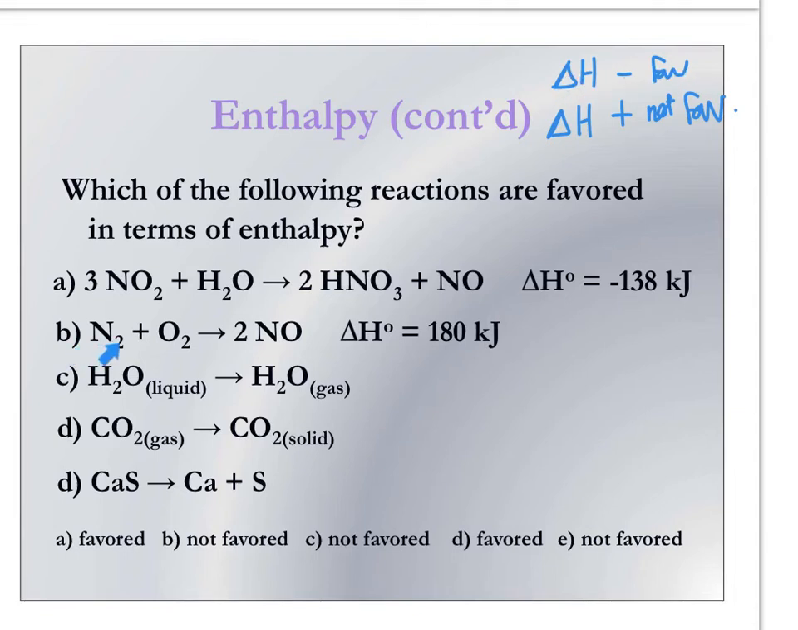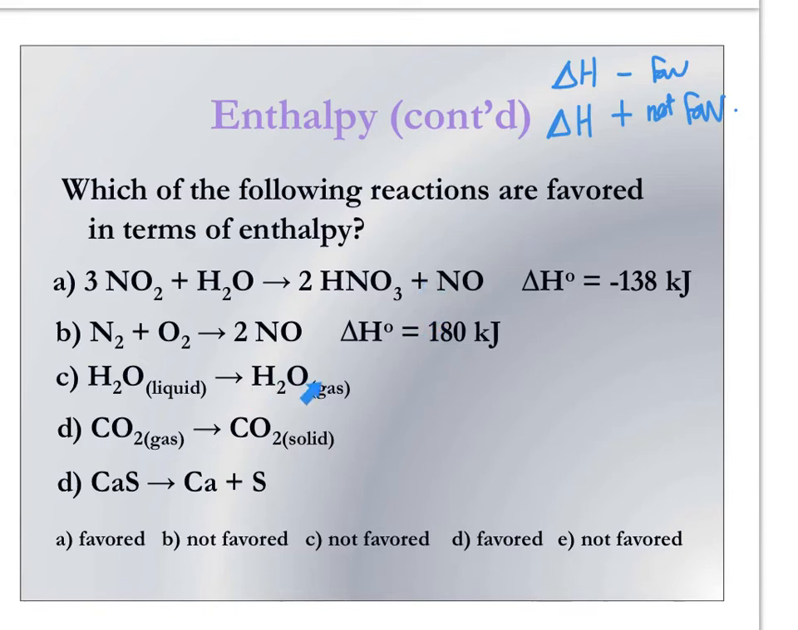Letter B. N2 plus O2 yields 2NO. Delta H, positive 180 kilojoules. That one, not favored because your delta H is positive. That's endothermic. That's not good. Let's look at the next one.